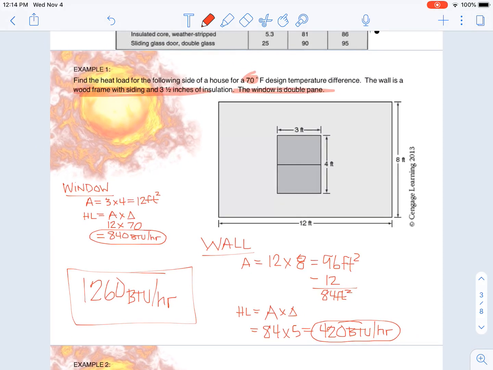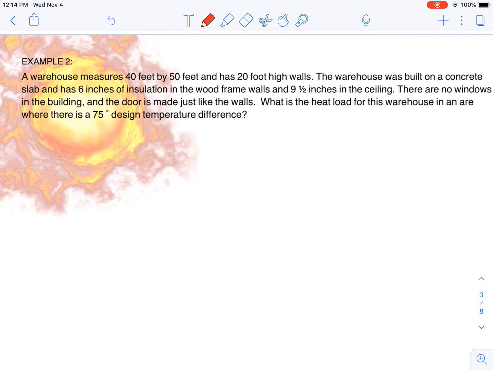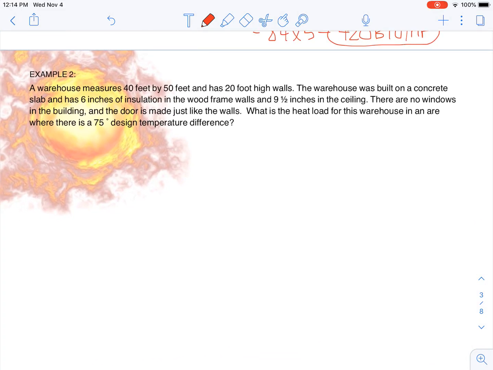Good. Nice, easy example to get us started. So we're going to go ahead and move to example number 2. You may need to draw a little picture. An easy way to draw a 3D picture is to draw a rectangle or a square, and then draw another square up here and connect the corners. That'll help you draw a 3D picture. Mine doesn't look like it's drawn to scale, but it says it's 40 feet by 50 feet and 20 feet high.